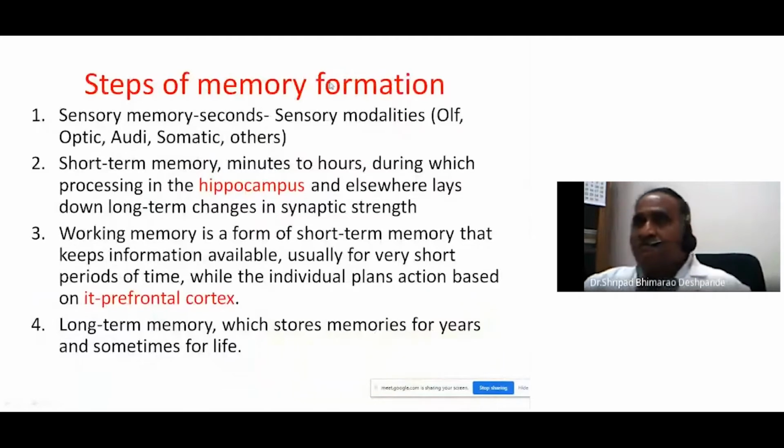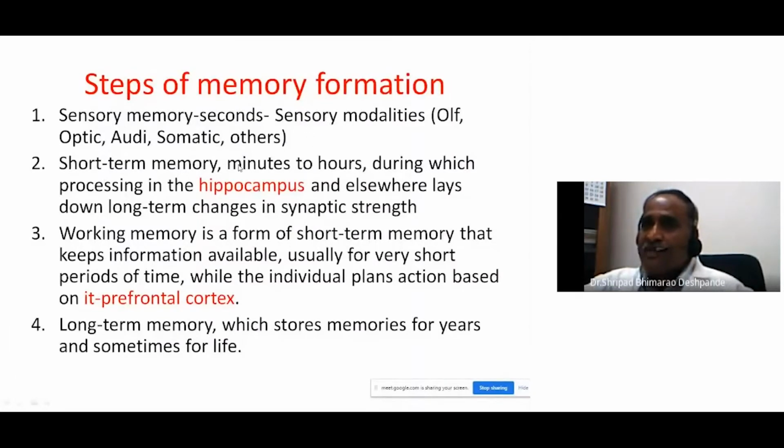Now, the steps of memory formation I just mentioned. Sensory memory consists of the sensory components coming from olfactory, optic, auditory, somatic, and other sensory modalities. Suppose I ask you what scene you have watched, you may just tell briefly that you saw a hillock, or a hill, or whatever your surroundings were. But that will not be stored forever. It remains only momentarily.